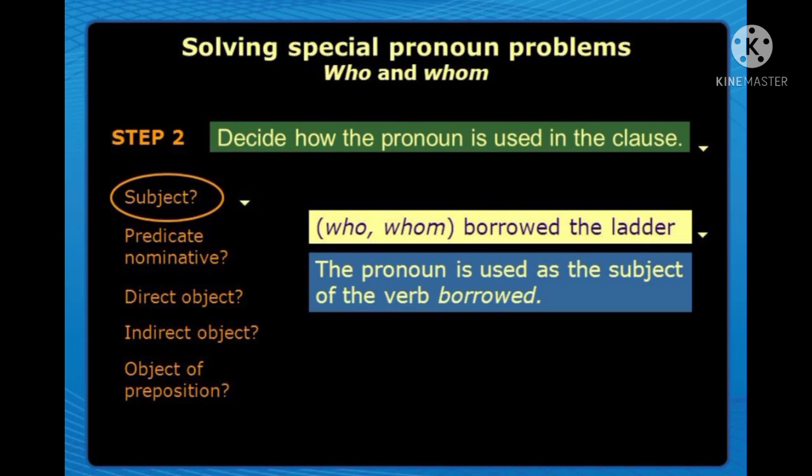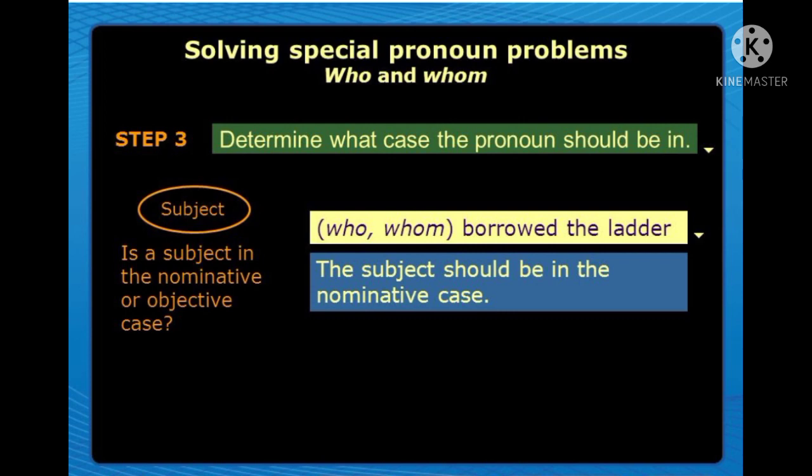Step 2, decide how the pronoun is used in the clause. Example: whom borrowed the ladder. The pronoun is used as the subject of the verb borrowed. Step 3, determine what case the pronoun should be in. Example: whom borrowed the ladder. The subject should be in the nominative case.